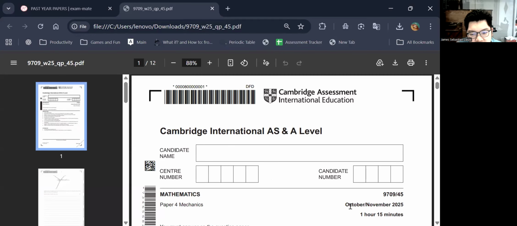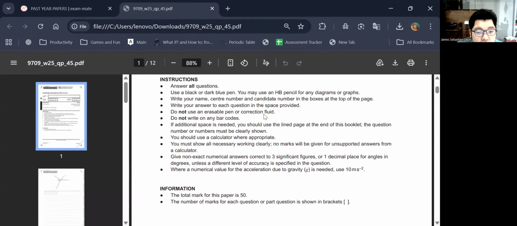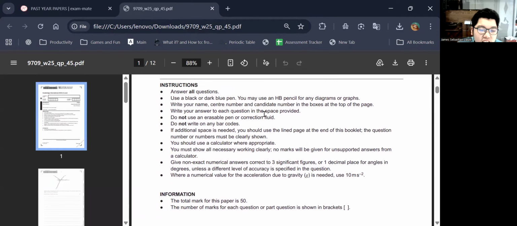Alright, so this is the paper that we'll be discussing. It's the October-November 2025 paper 45. If you want, you can try the paper yourself. The question paper is in the pinned comment of the video.